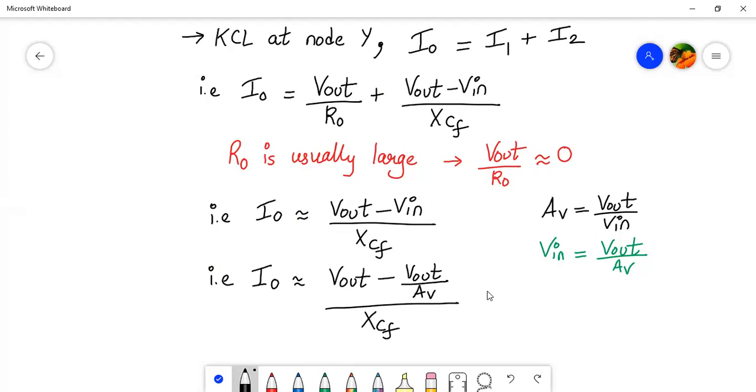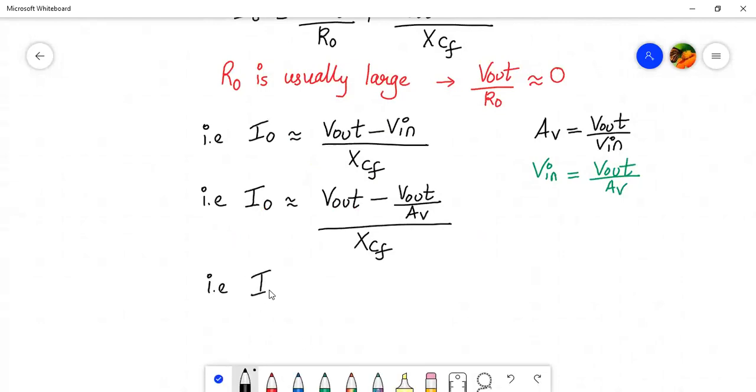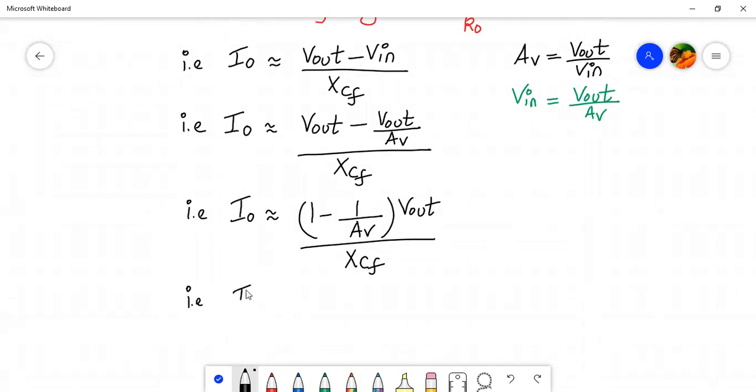From here, in the next step, we can take V out common on the right hand side, and then further write this formula as follows. It will be I naught is approximately equal to 1 minus 1 upon AV into V out, divided by XCF. This much is clear to you all. So let's proceed ahead. Now we can take V out on the left hand side. So we have I out or IO divided by V out is approximately equal to 1 minus 1 upon AV divided by XCF.